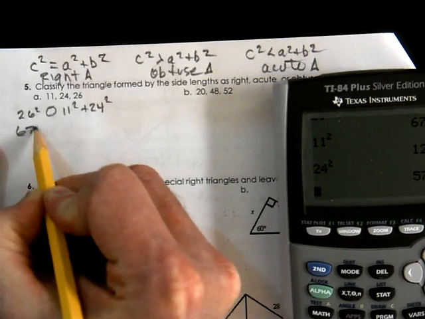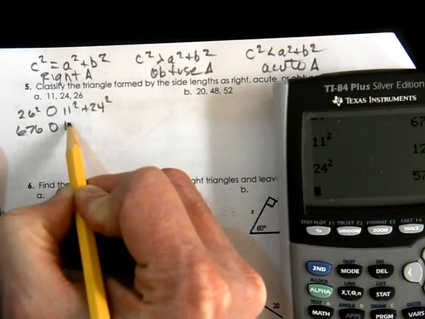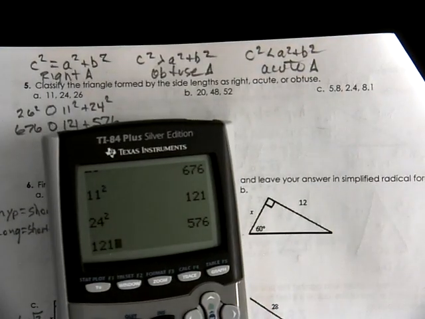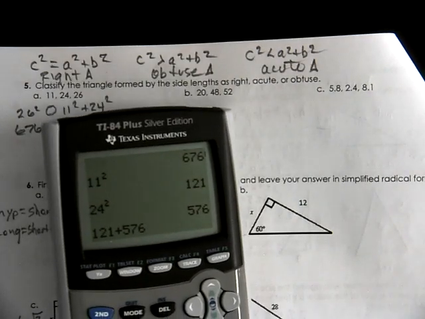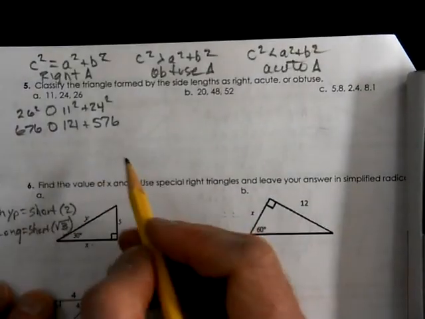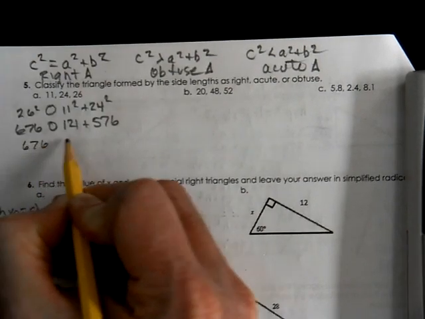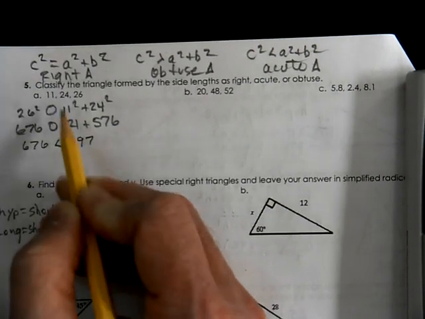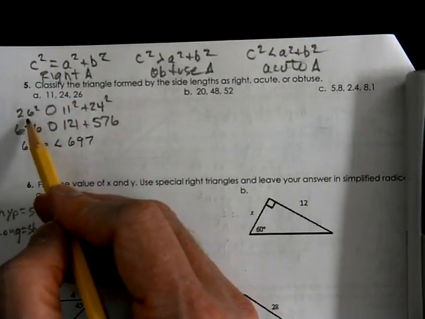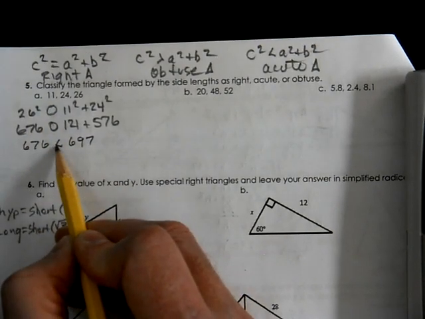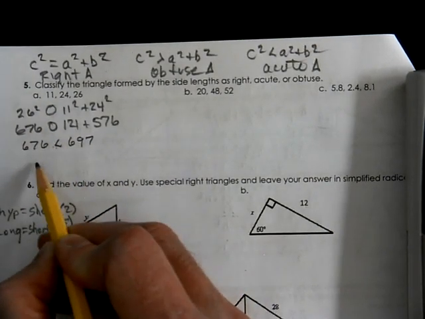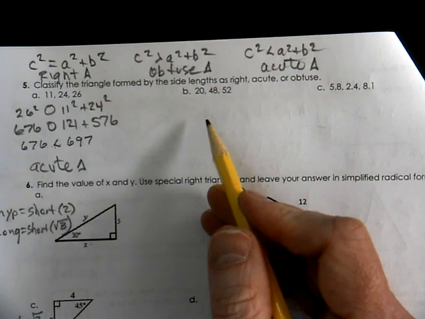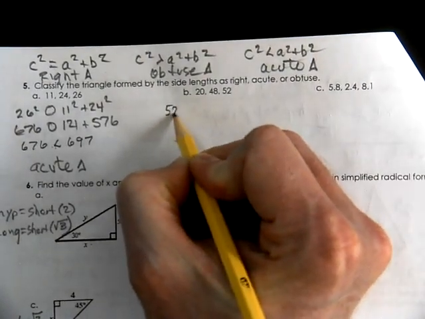So we have our 676, and we're going to add that to our 121 and our 576. So we're going to take 121 and add that to our 576. We get 697. So we know that 697 is greater. As long as we do this with C being written first, C squared is less than, this is an acute triangle.